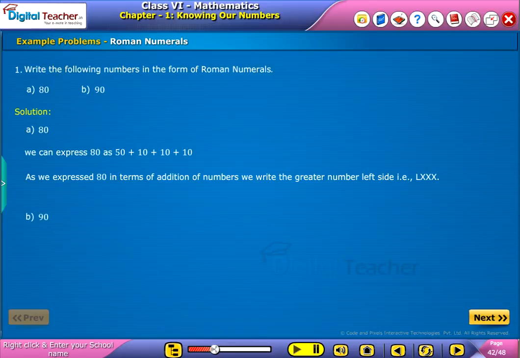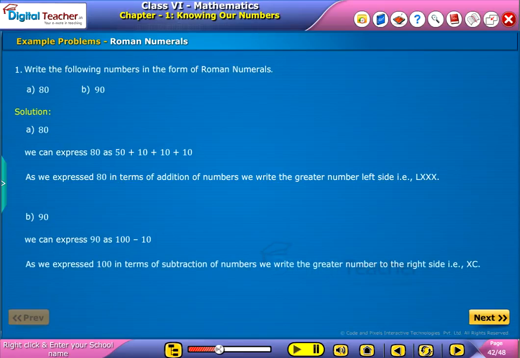In the next number, 90, we can express 90 as 100 minus 10. As we expressed 90 in terms of subtraction of numbers, we write the smaller number to the left side, that is XC.